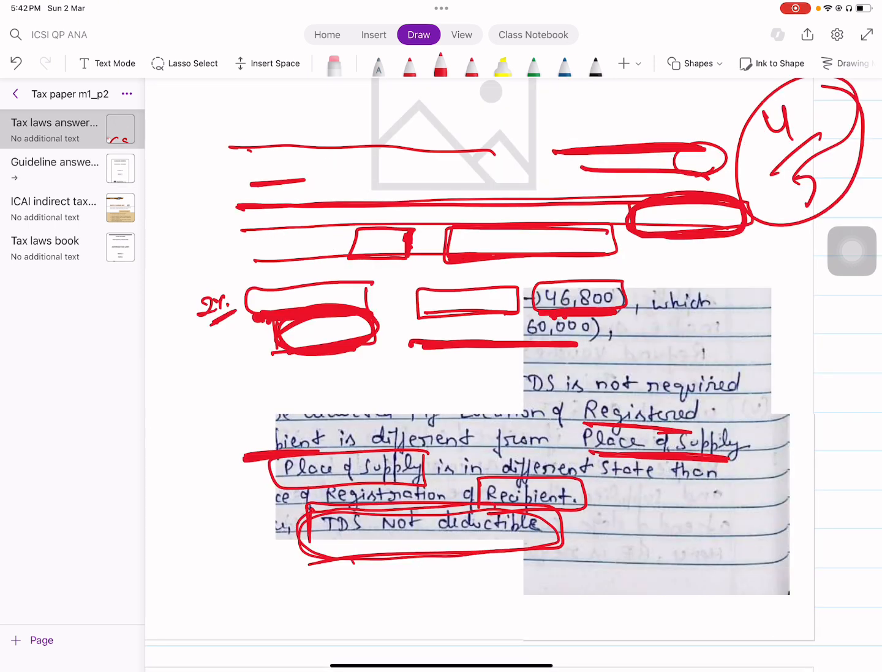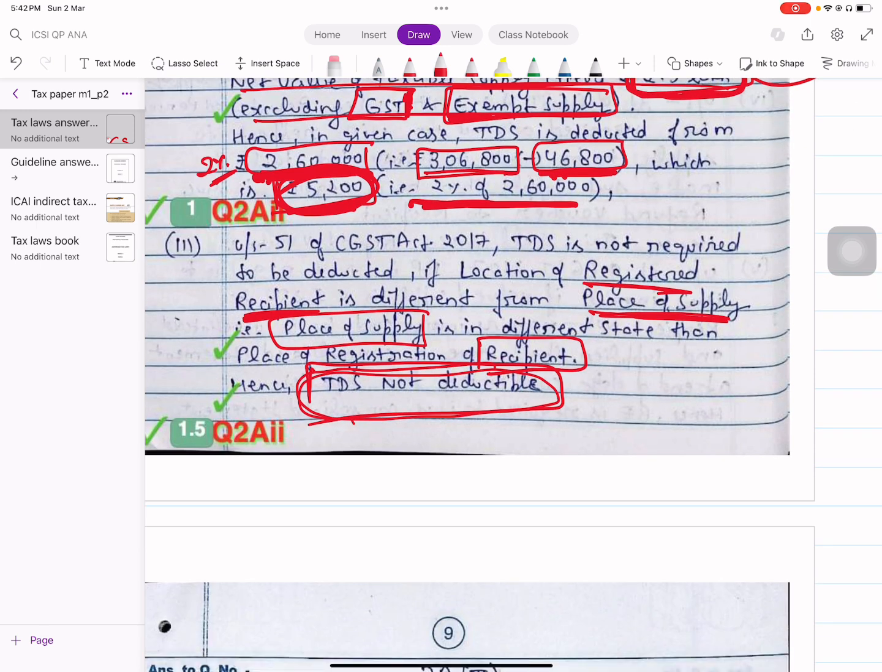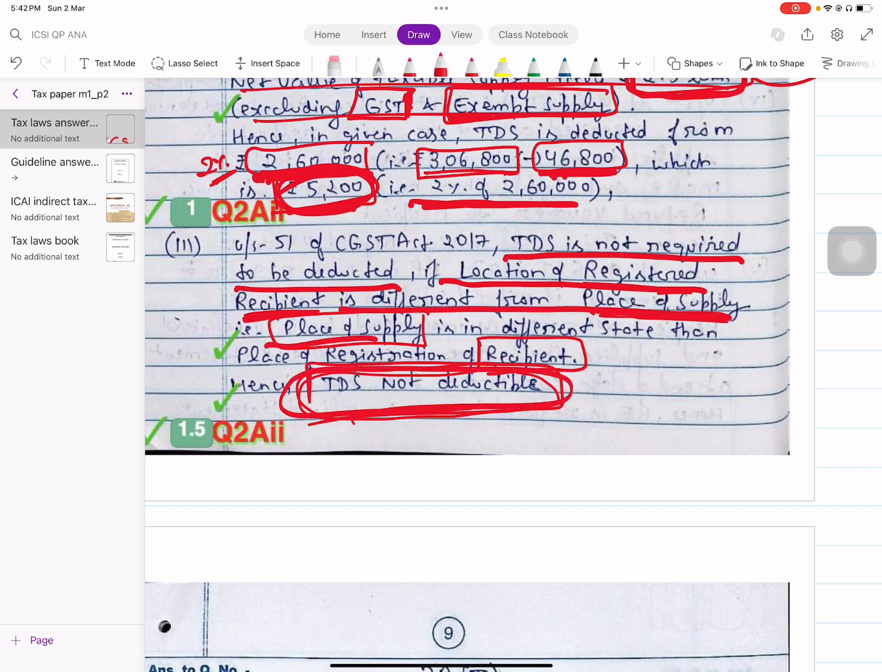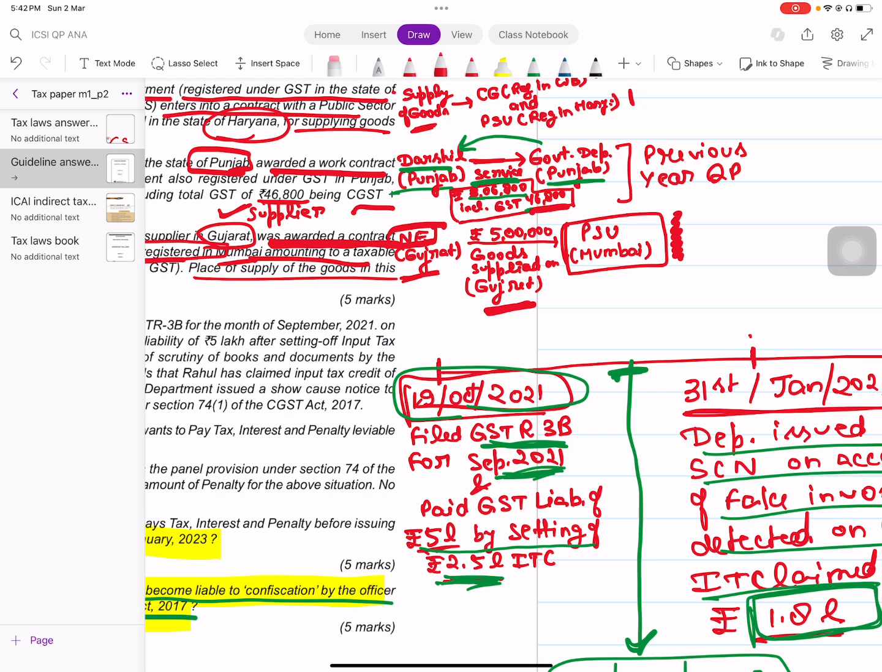Now the provisions are, in case of the CGST Act 2017, TDS is not required to be deducted if the location of the registered recipient is different from the place of supply. Hence, TDS is not deductible. This provision came because of the conflicting state provision. Consider a PSU in Mumbai cannot collect TDS from a person in Gujarat because the government in Gujarat will interfere.